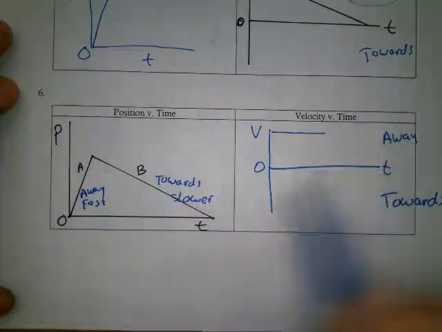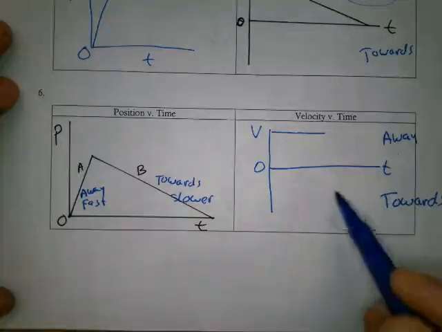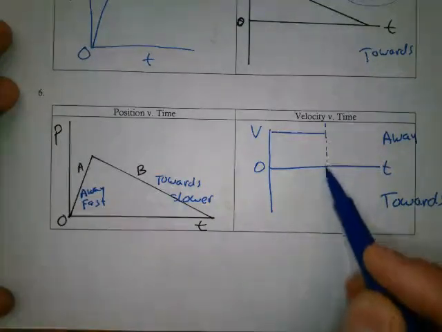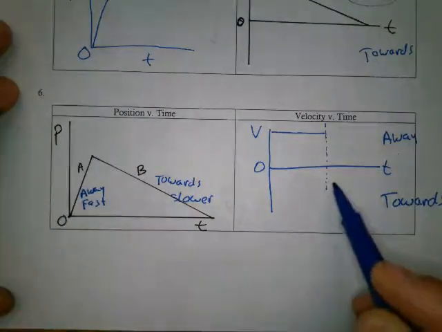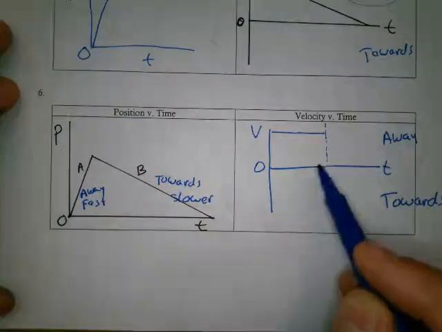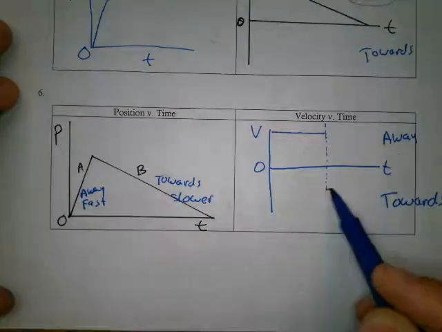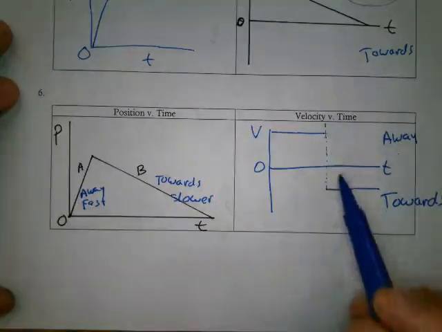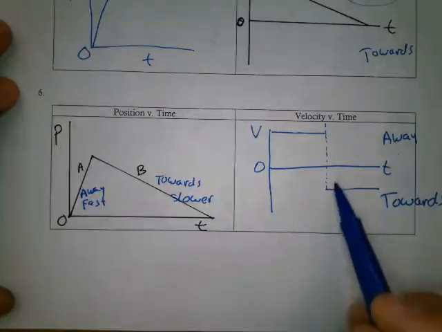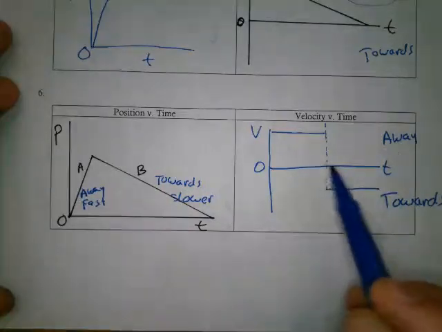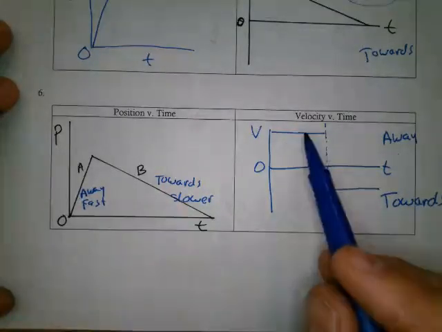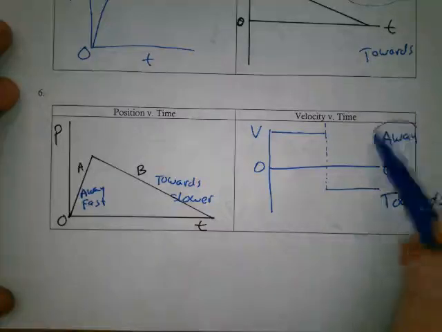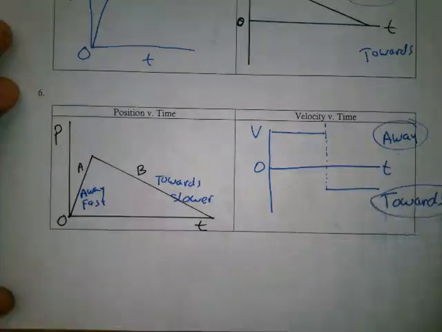Now B, though, is moving towards the origin, so we have to come down here to the toward the origin side, and it's moving slower, so it has to be closer to the zero velocity line, and it will look like that. So this one's faster, this one's slower, because this one is closer to zero velocity. This one is away from the origin because it's on the away from the origin side, and this one's towards the origin because it's on the towards the origin side.